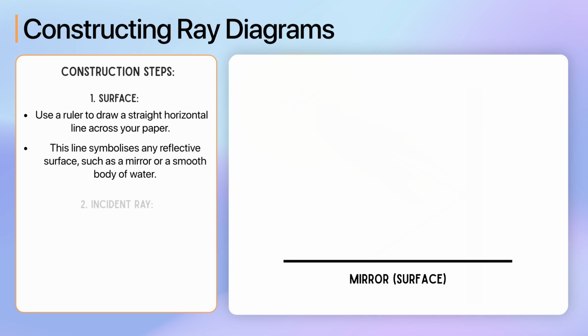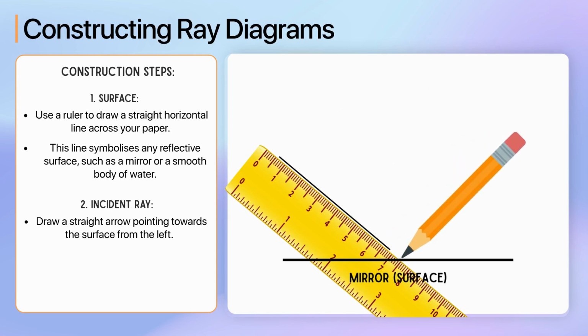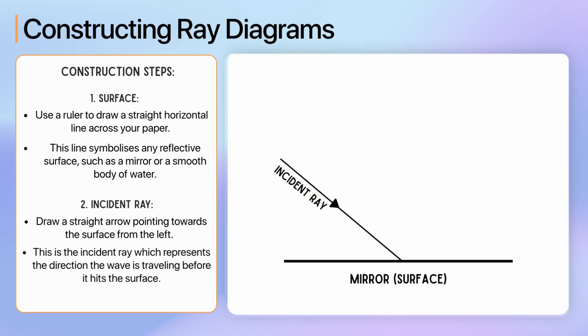Next, we will draw the incident ray. This ray represents the incoming wave. With your ruler, draw a straight arrow pointing towards the surface from the left. This arrow represents the direction in which the wave is traveling before it hits the surface.